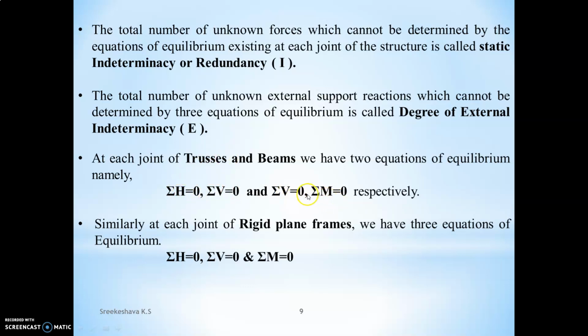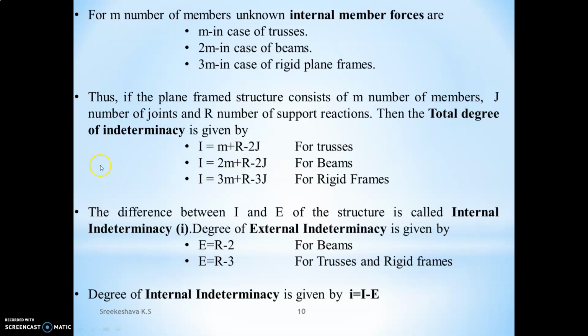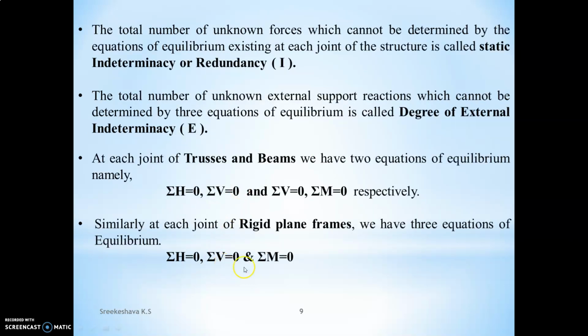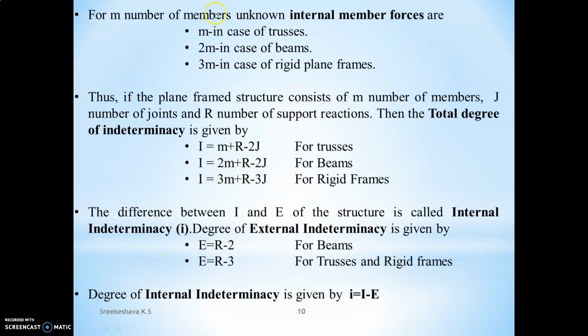For beams, I equals 2m plus r minus 2j, since there are two joint equilibrium conditions for beams. For rigid plane frames, I equals 3m plus r minus 3j, since there are three joint equilibrium conditions and three internal member forces per member. Therefore, 3m plus r minus 3j.